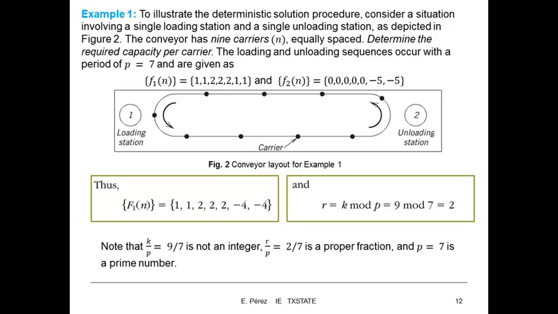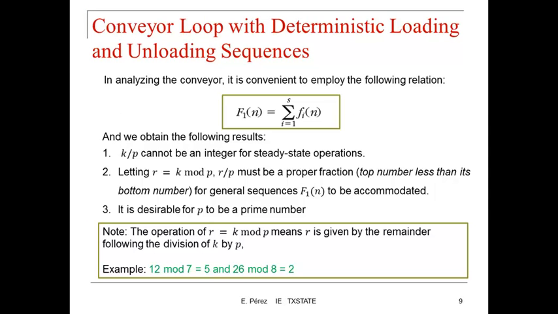And then we do the check to see if we can apply this methodology for the parameters we have for our conveyor. So we check that k over p is not an integer, r over p is a proper fraction, and p is equal to 7, which is a prime number. And this is again coming from this. If you are not familiar with the mod operator, I provided an example here and I explained what that means in class, which is basically finding the remainder of the division between two numbers.